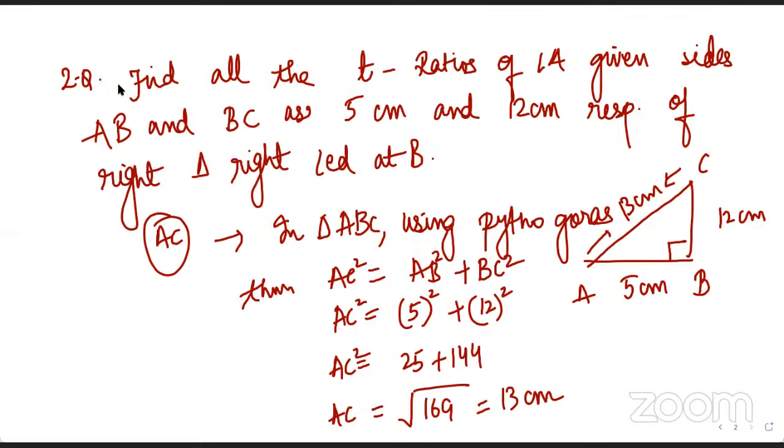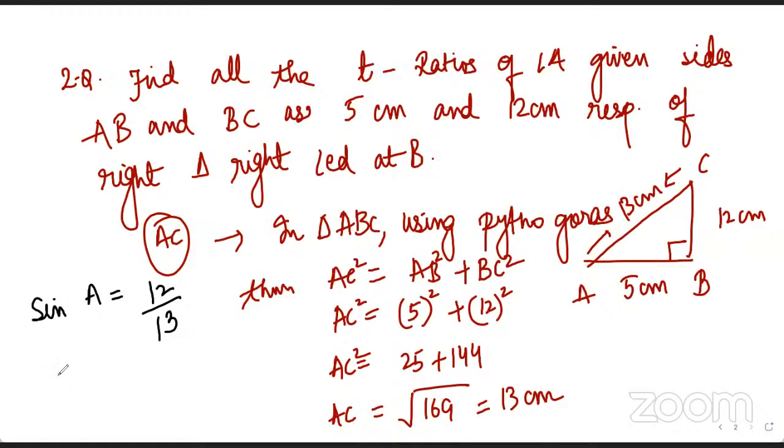Okay. Now, first of all, I am interested in finding the T ratios for angle A. So the first T ratio is sine A. Now, what was sine A? Sine A was perpendicular upon hypotenuse. For angle A, the perpendicular is BC and the hypotenuse is AC. Therefore, this will be 12 upon 13.